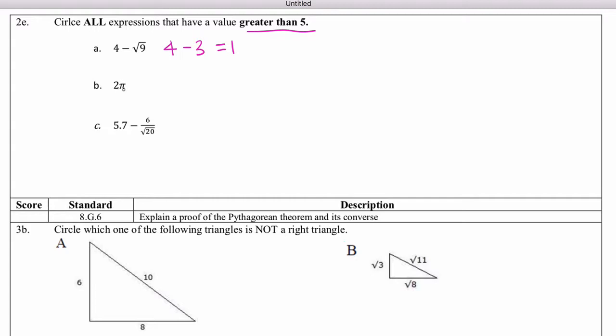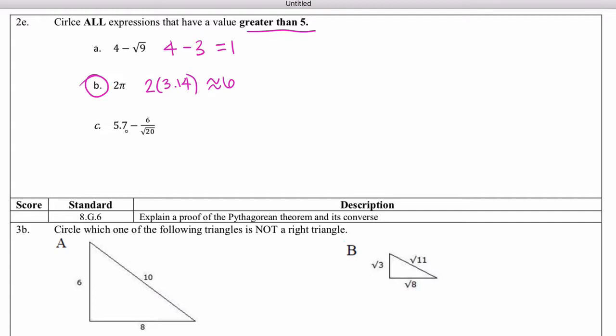B, 2 times pi. 2 times approximately 3.14. I could even say a little bit less than that. 2 times 3 is 6. So that's about 6, a little bit more than 6. That's definitely greater than 5. I don't even need to say 6.28, because it's an estimation bigger than 5.